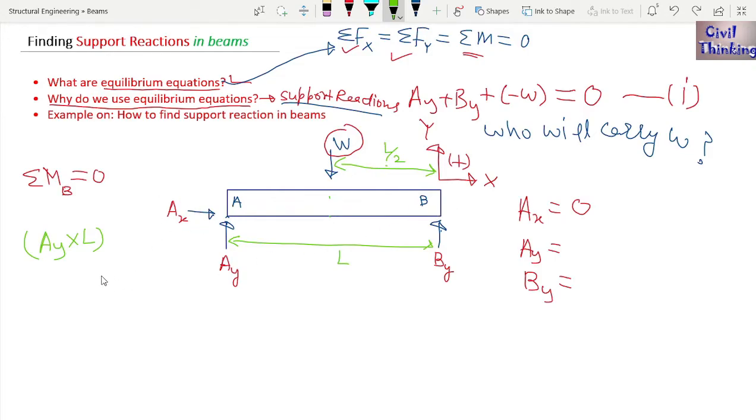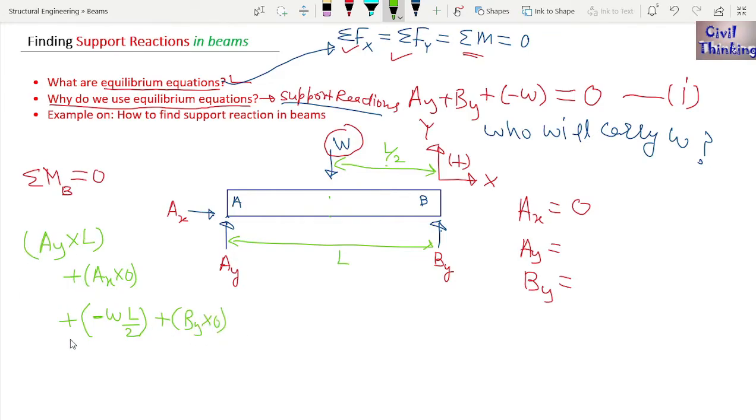So we are not going to write, or we can write, Ax multiplied by 0. We don't write these things when we solve the problems. I am writing this here just for explaining. Plus, now here is load W, and it is at a distance of L by 2, so it will exert a moment like this, which is in anti-clockwise direction, meaning negative. So I will use a negative sign here, W L by 2, right? Is there another force? Yes, By, but By is passing through B, so the distance is 0, so plus By multiplied by 0.